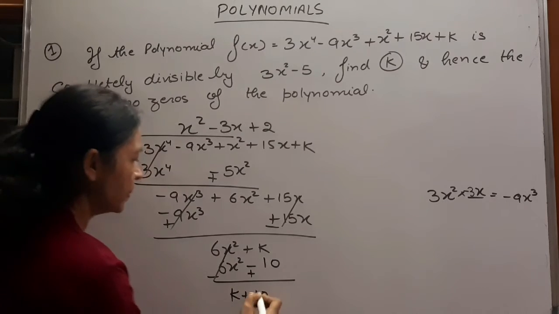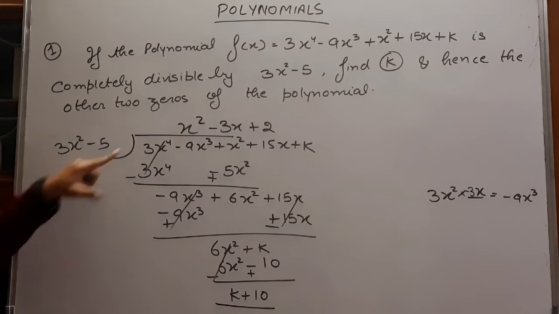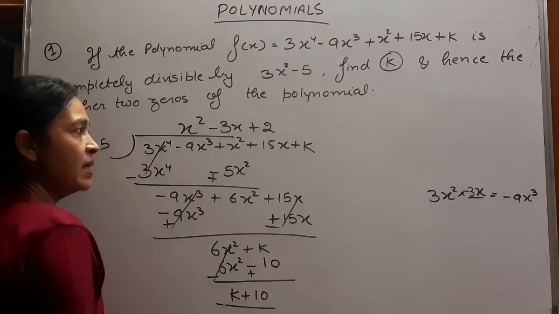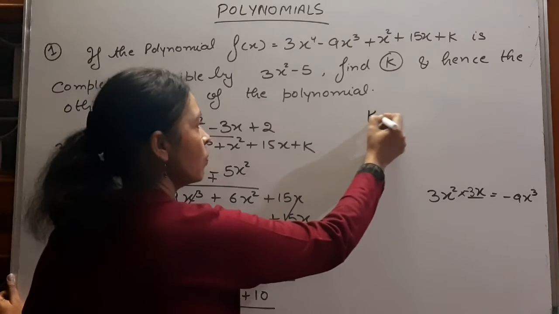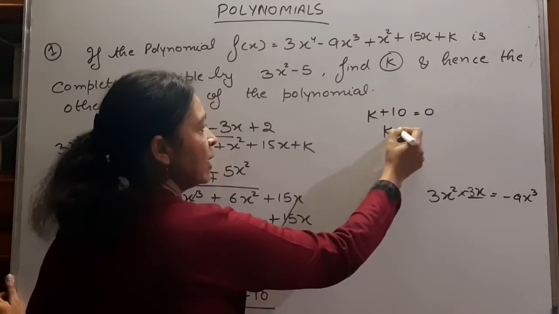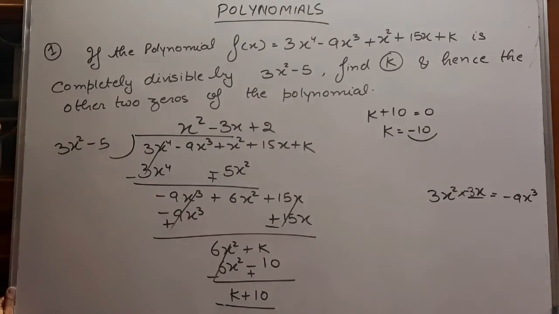k plus 10. It is given that the polynomial with degree 4 is divisible by the quadratic polynomial. It means the remainder must be 0. If remainder is 0, we have k plus 10 equals 0. The value of k will be minus 10. Now, one portion is complete.